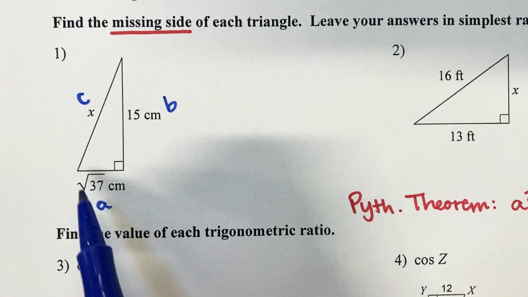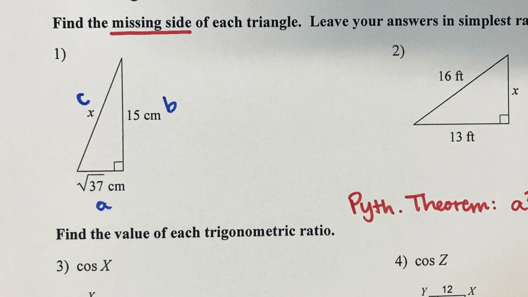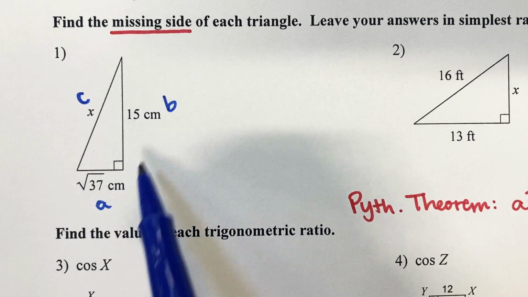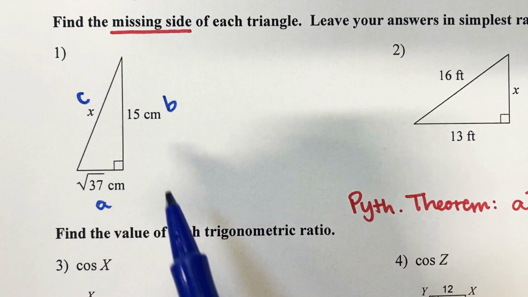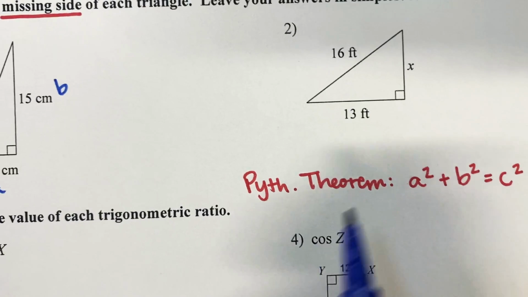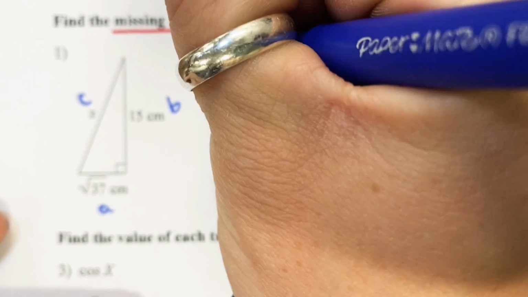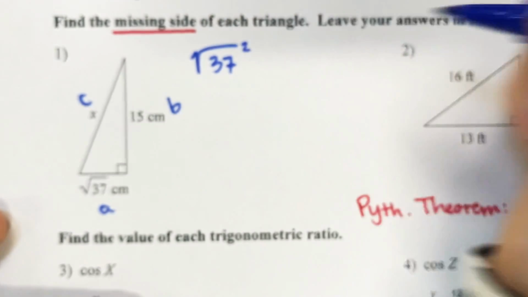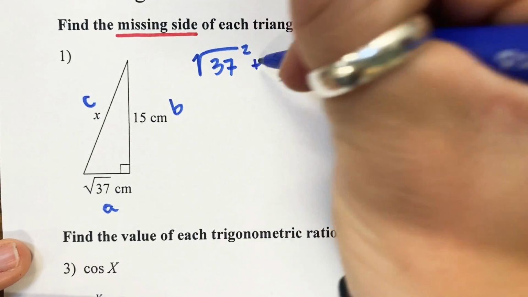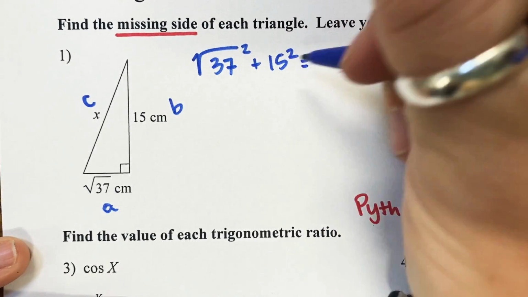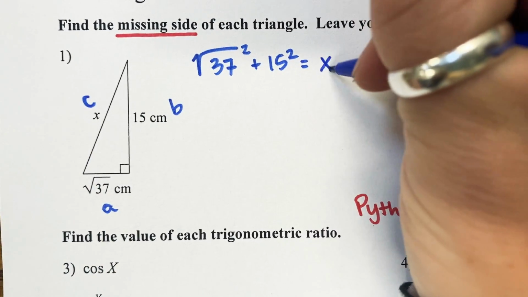And don't be too scared about this root 37. It actually turns out pretty nice, and I'll show you in a second. Now that we've identified A, B, and C, we can solve for our missing side by plugging it into our Pythagorean Theorem. A squared, so we have root 37 squared, plus B squared, 15 squared, equals C, X squared.